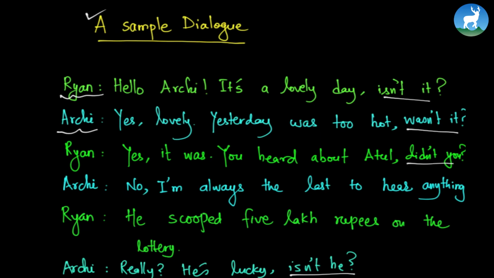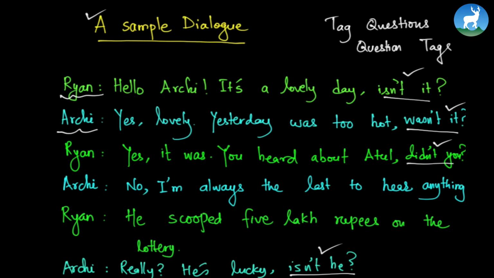Now, if you go through this dialogue, you'll find a lot of short questions like isn't it, wasn't it, didn't you, isn't he, right? So these short questions are called tag questions. Once again, what are they called? They are called tag questions, or sometimes question tags.